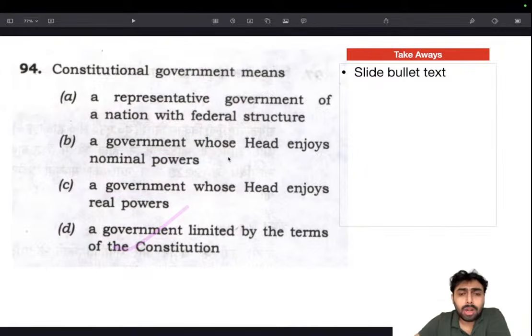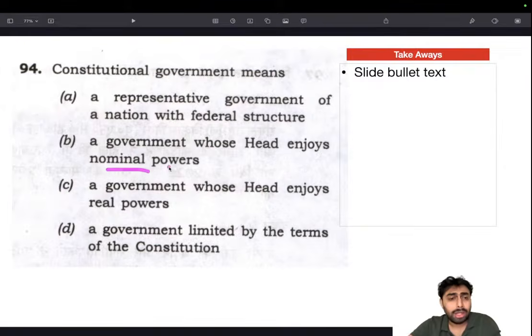Think about it. A government whose head enjoys nominal powers. How is this related to constitution? Because if you have a constitution, it can mean the head enjoys real or nominal powers. For example, in India, we have a constitution where the head enjoys nominal powers, that the president is having a nominal power. So that is there. We have a constitution. This could be right if you look at that like that.